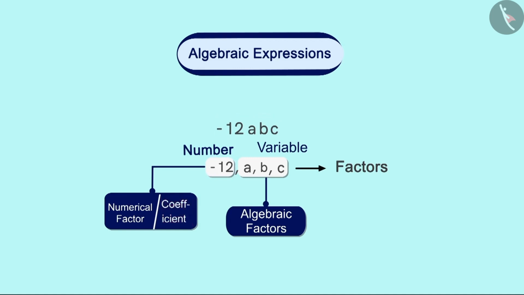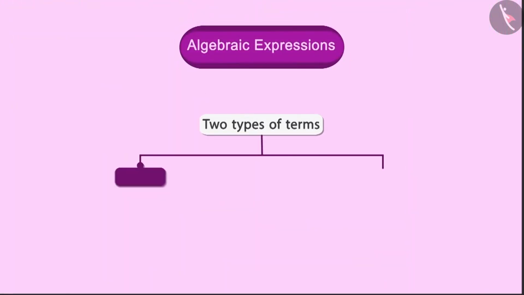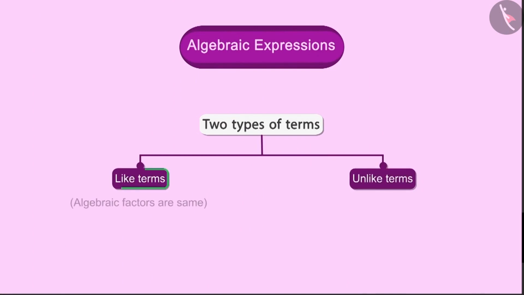Now that we have understood what algebraic factors are, let us try to understand the two types of terms, like terms and unlike terms. Two terms are said to be like terms when their algebraic factors are the same. And when the algebraic factors of the terms are not the same but different, then they are known as unlike terms. Let us understand it with the help of examples.